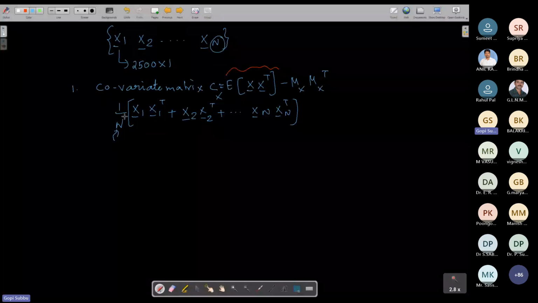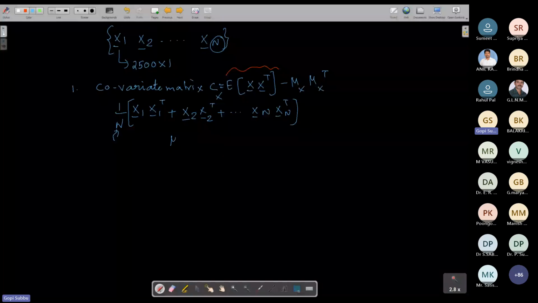The second part, mu x, is basically the average of all the vectors x1, x2, going up to xn, divided by n. This is mu x. We have to compute mu x mu x transpose here. That is the second part, and we subtract them so that you can get the covariance matrix. Okay, so that is the first step.